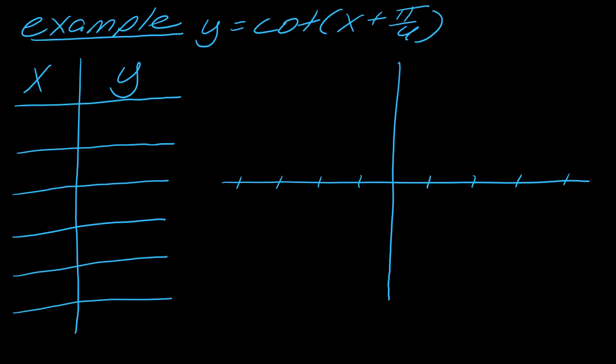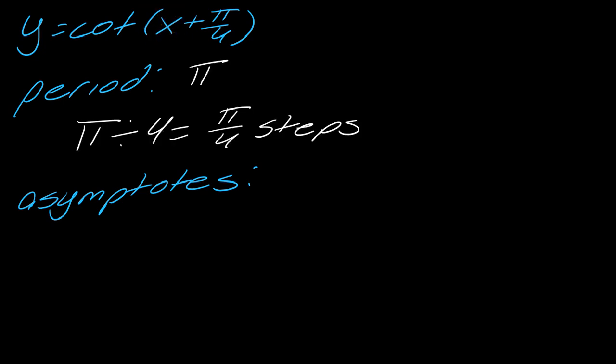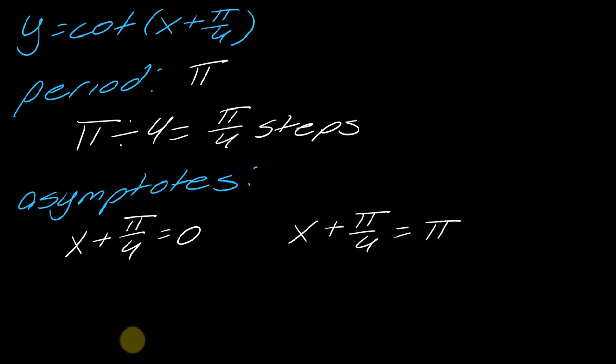So now I want to look at a few examples. So we're going to graph cotangent of x plus pi over 4. Of course, I first want to determine my period and my asymptotes. So my period in this case, I just have x, so that means that my period is just pi. So when I'm setting up my table, pi divided by 4, I want to take pi over 4 steps. And then this is cotangent, so I need to set up my 2 equations for the asymptotes.